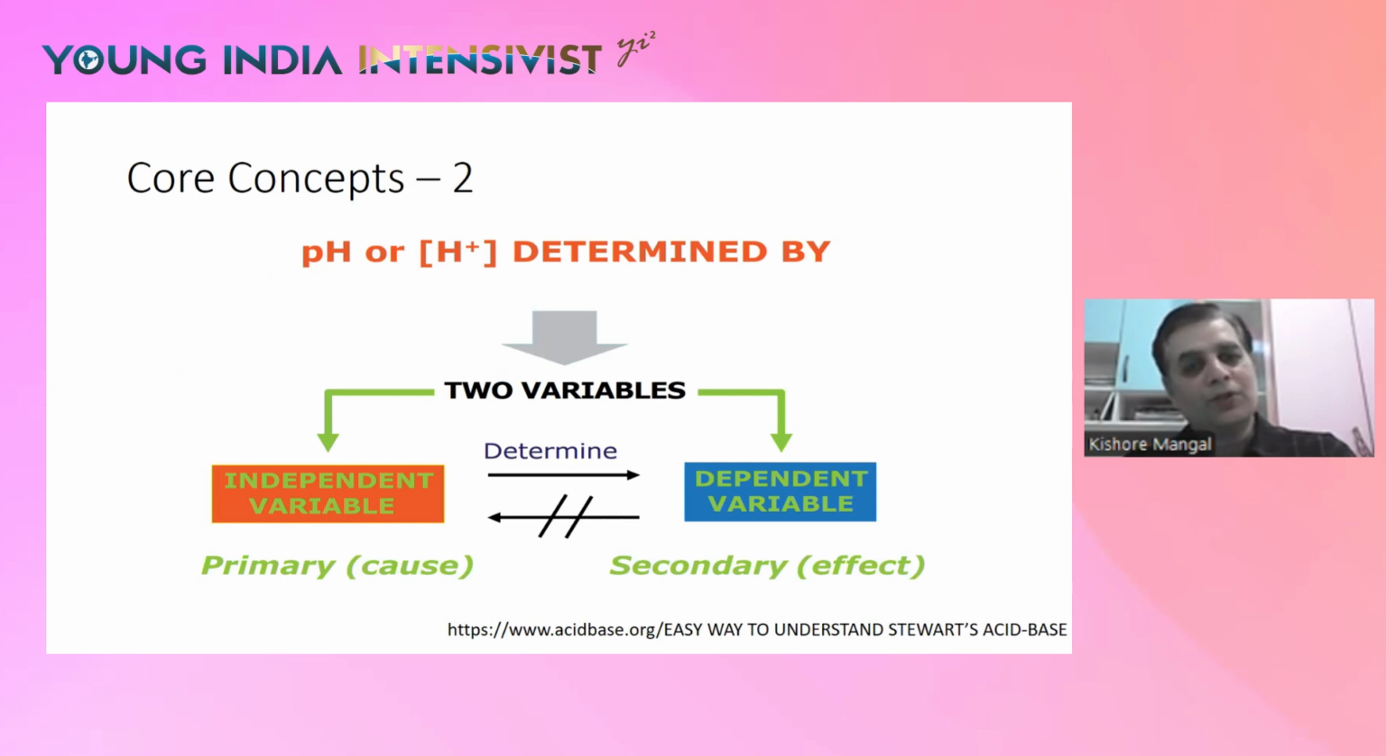Coming to core concept 2. As we had discussed earlier as well, the H plus ion concentration is determined by two variables. One is the independent variable and the second is the dependent variable. Now, amongst these, the independent variable is the primary cause which is going to affect H plus ion, and it also determines the dependent variable, which is the secondary effect. So ultimately, it is the independent variable which is the most important thing we have to focus upon.